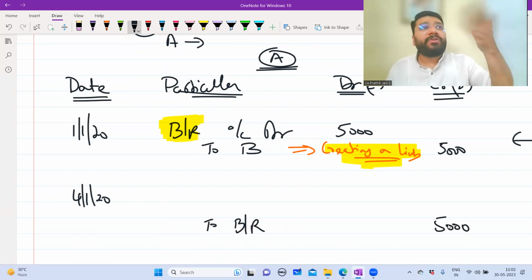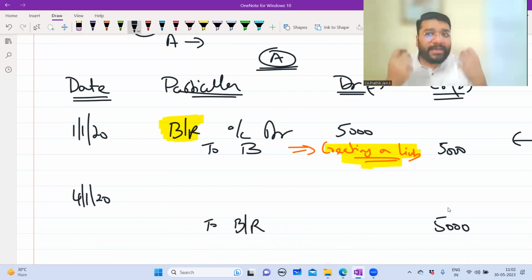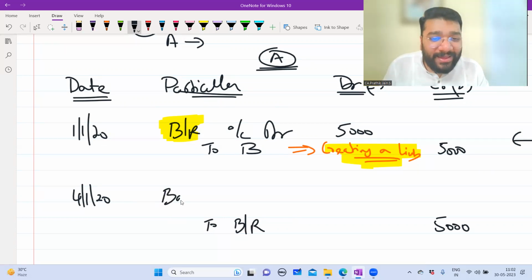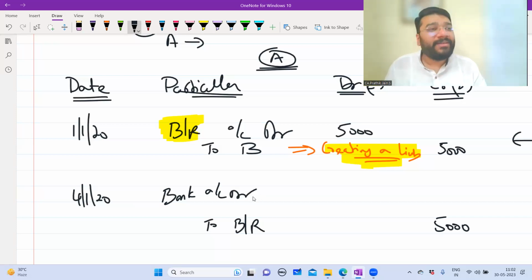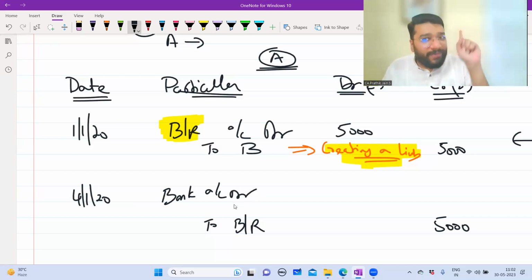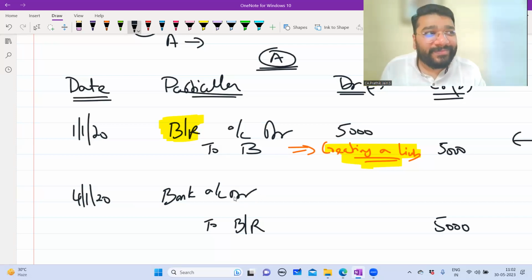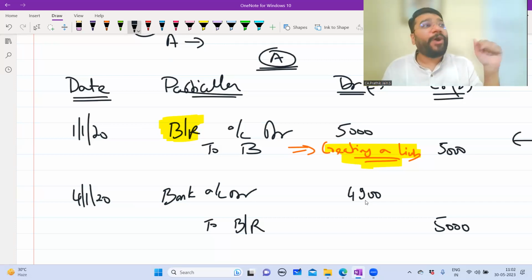Now when you're giving the bill to the banker, you will not give it for free, right? You will want to get something in return. So what is it that you're getting in return? Sir, money. So bank account debit. Bank account debit 4,900. Because 100 rupees is the bank's discounting charges.